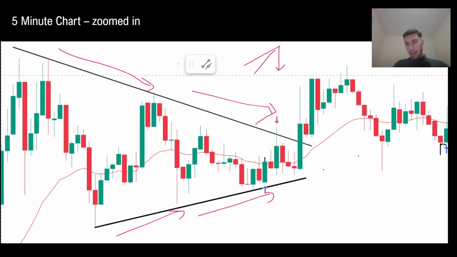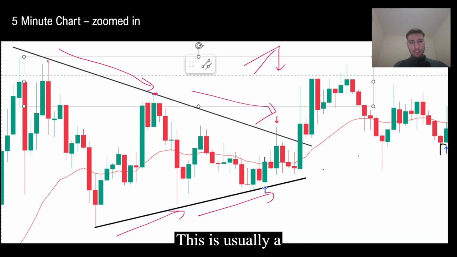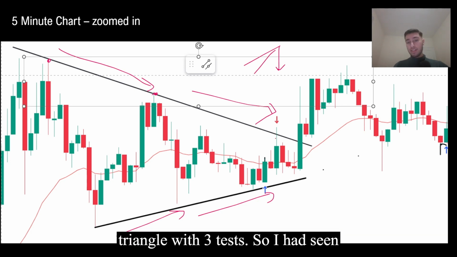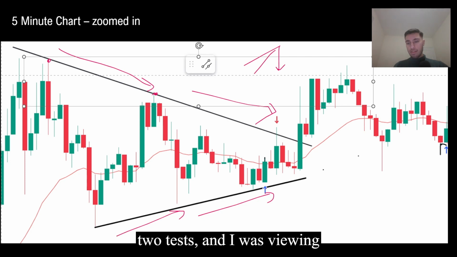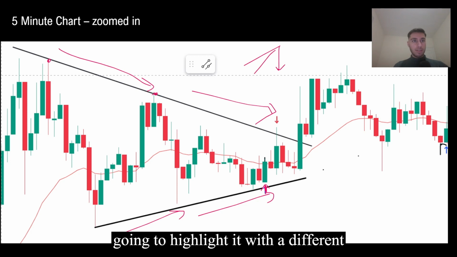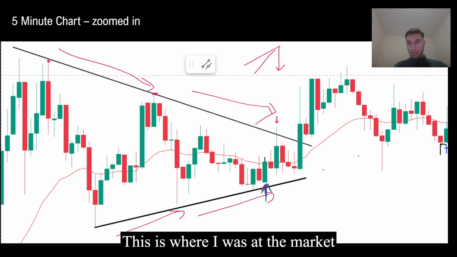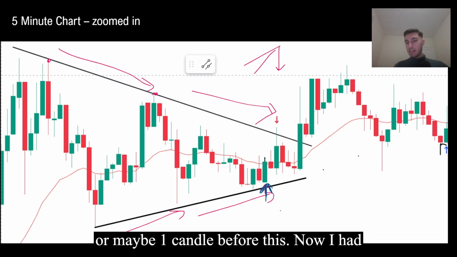So here, I had expected three tests. This is usually an expanding triangle or a contracting triangle with, say, three tests. So I had seen two tests, and I was viewing the market from this candlestick. I'm going to highlight it with a different colored pen. This is where I was at the market, or maybe one candle before this. Now I had drawn this wedge.